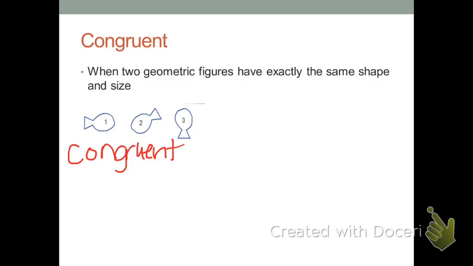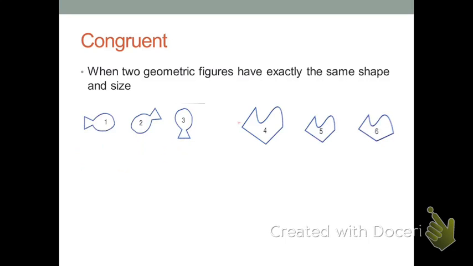Alright, if we look at the next set, these are the same shape, but they're different sizes. So those are not congruent. Alright, so 1, 2, and 3 are congruent, and 4, 5, and 6 are not congruent.